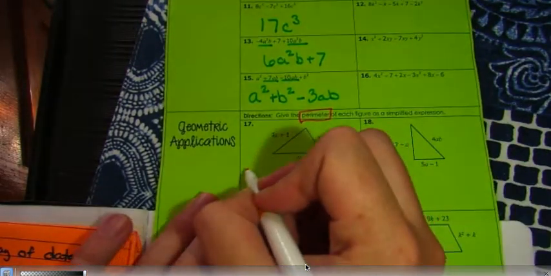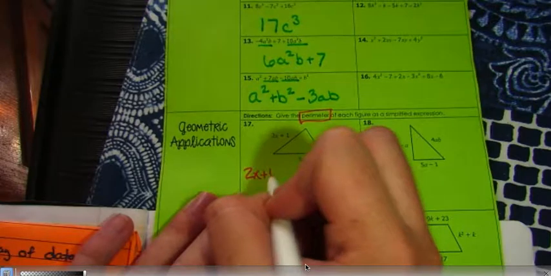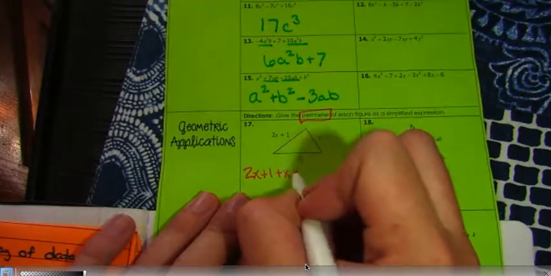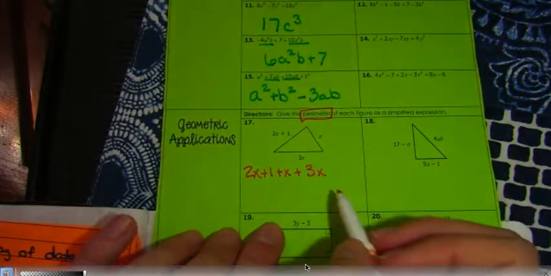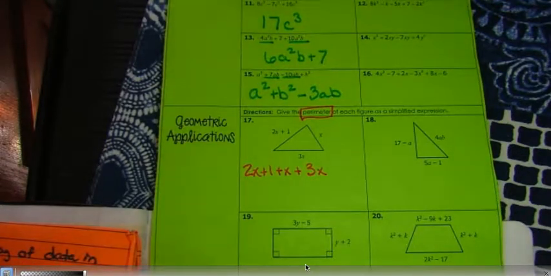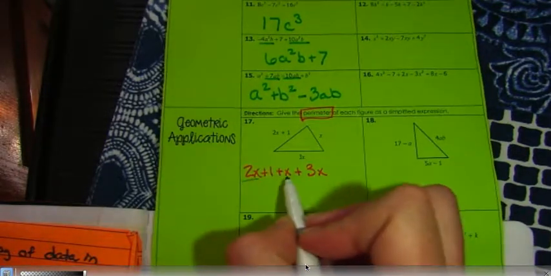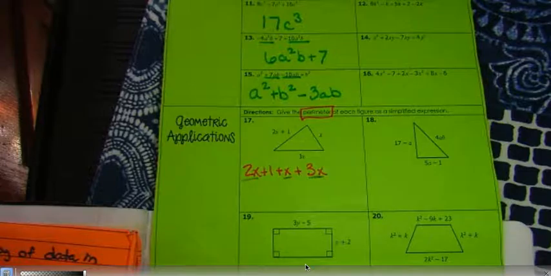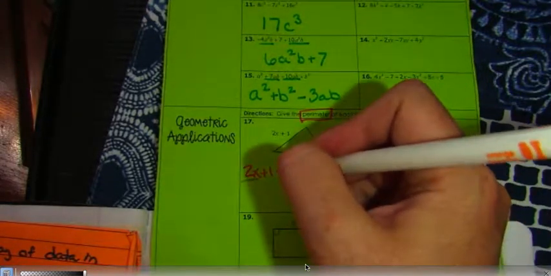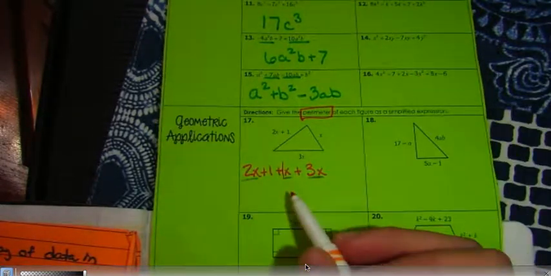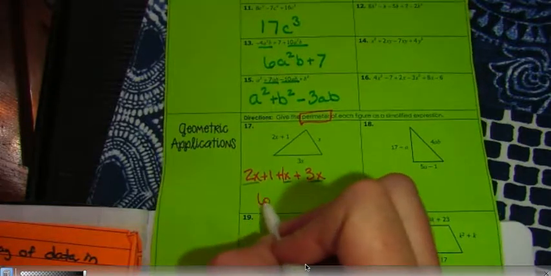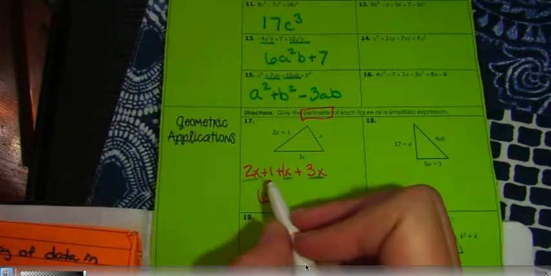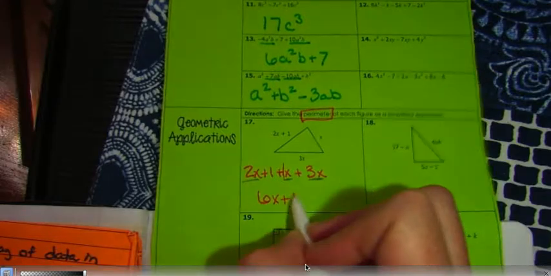So I'm going to write my expression, 2x plus 1 plus x plus 3x. And remember, I'm going to combine my like terms. So I have 2x, x, and 3x. Remember, there's really a secret 1 outside. So 2 plus 1 is 3, 3 plus 3 is 6. So 6x. And then I have, oh, poor 1 all by himself.